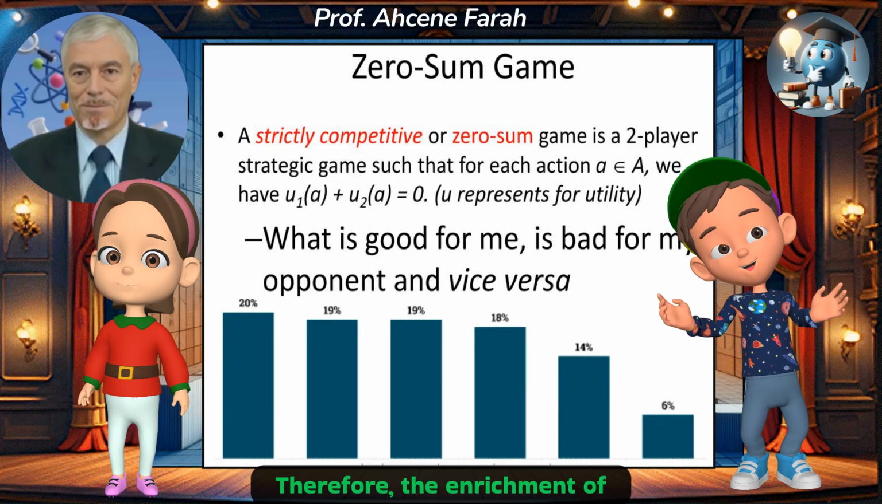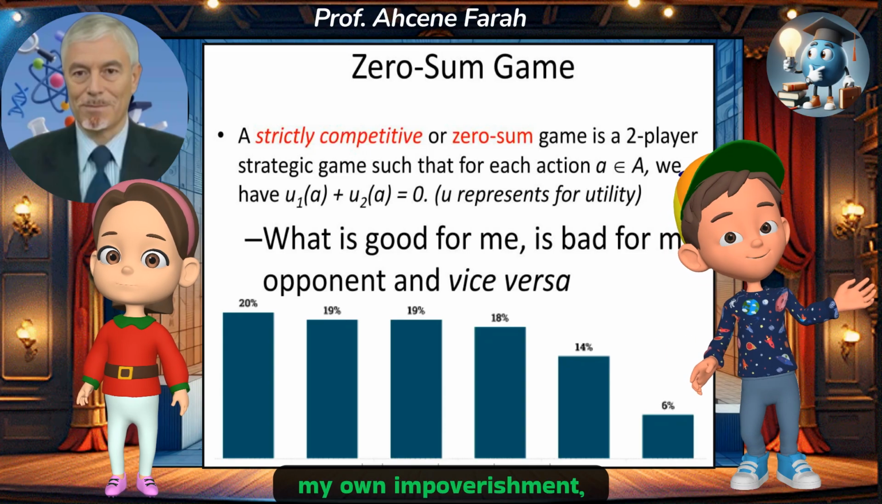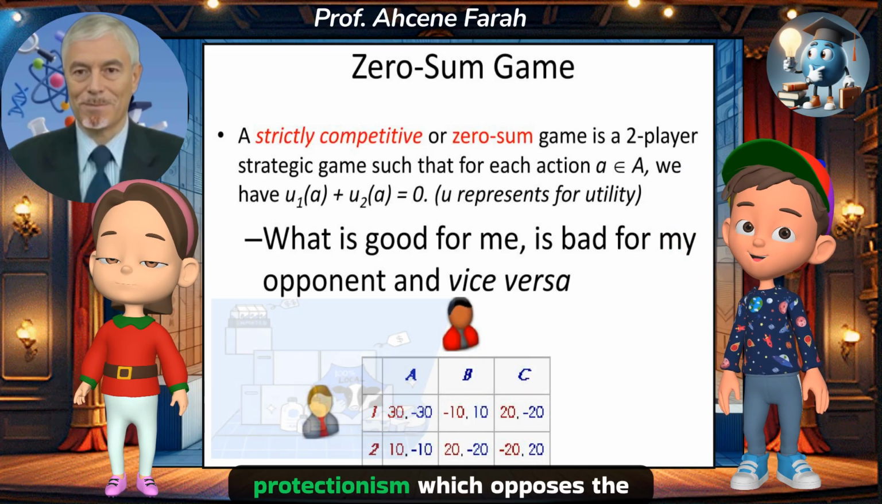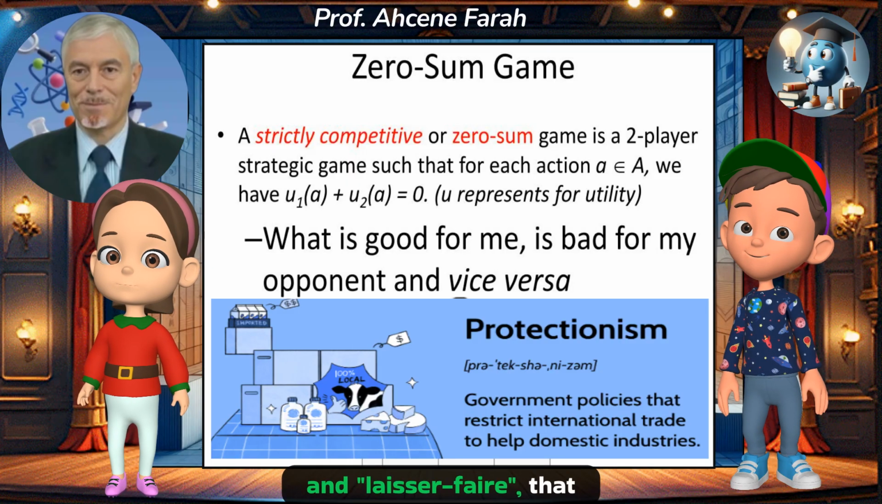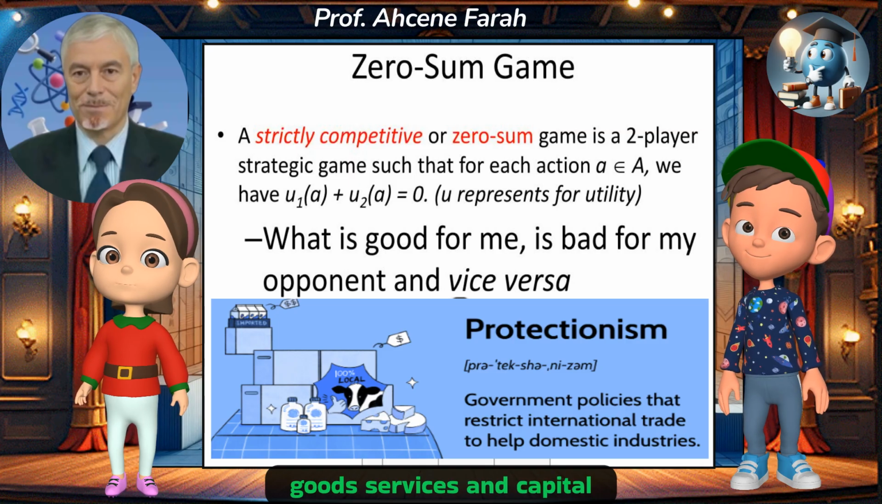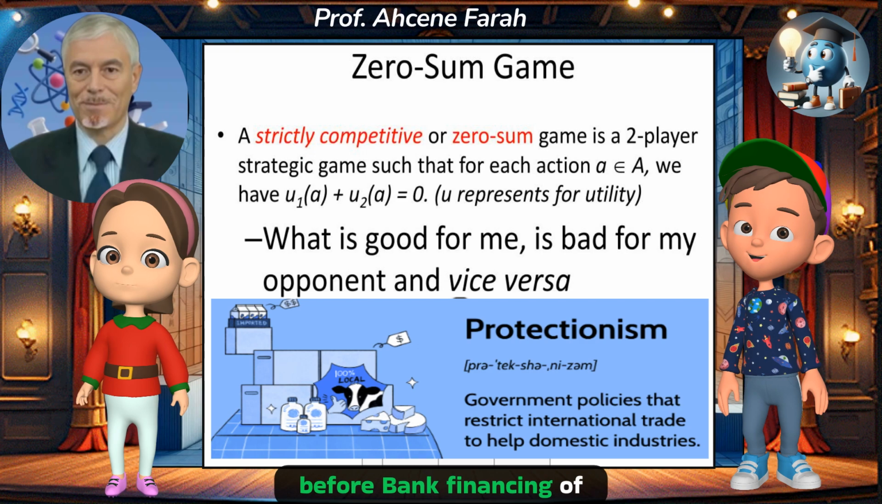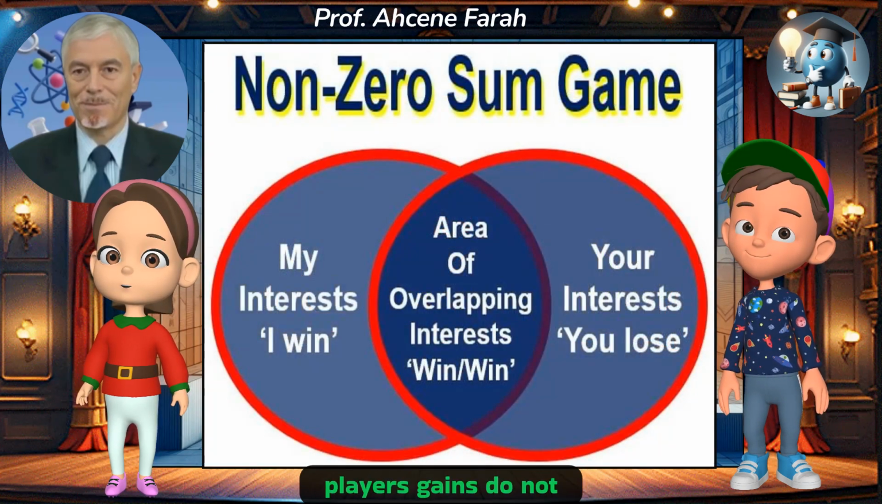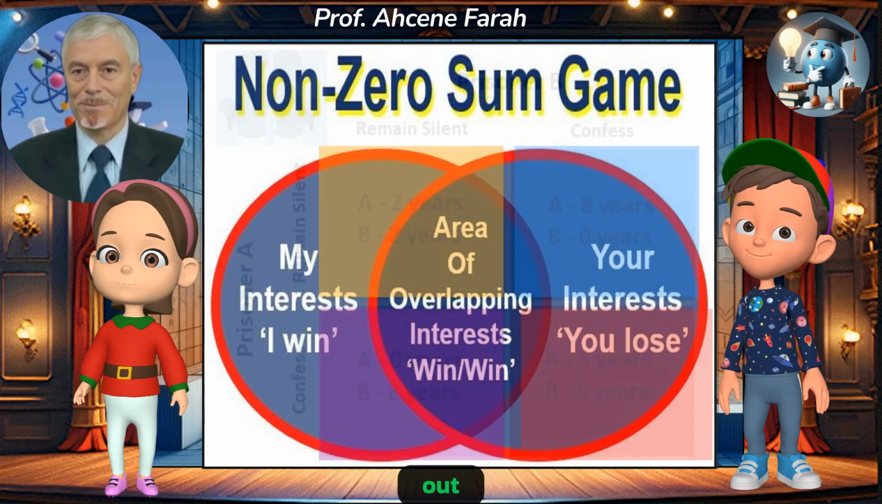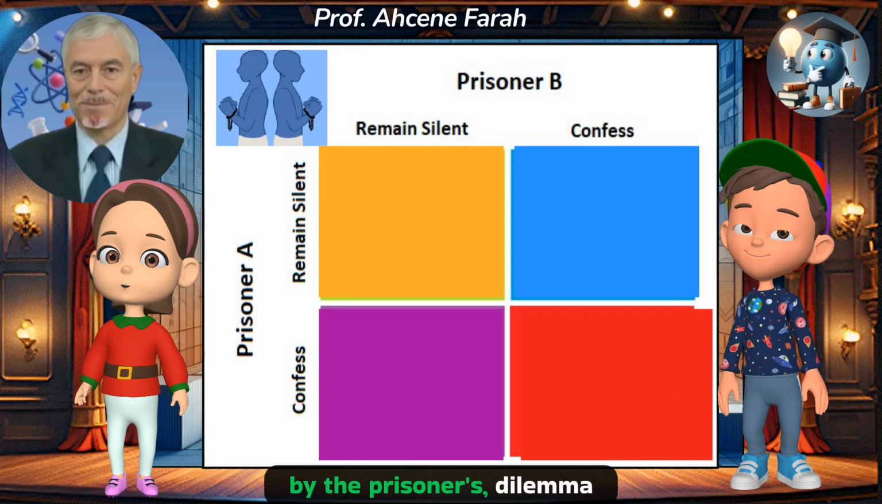Therefore, the enrichment of my neighbor results in my own impoverishment. This is found in protectionism, which opposes the theory of comparative advantage and laissez-faire, that is to say, the freedom of movement of goods, services, and capital. This was also found in archaic economic systems before bank financing of the economy. Non-zero-sum games, where the players' gains do not necessarily cancel each other out. This is often illustrated by the prisoner's dilemma.